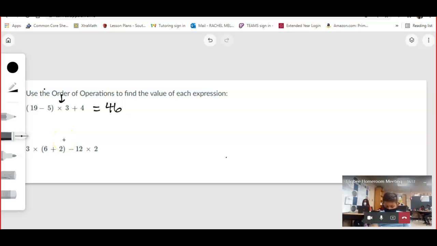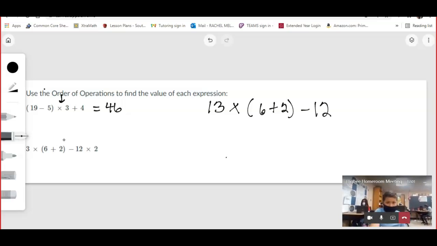Okay, so that might be hard to see. That's a 13. Write down 13 times 6 plus 2 in parentheses minus 12 times 2. You have 20 seconds to write that down. All right, so again, write PEMDAS.